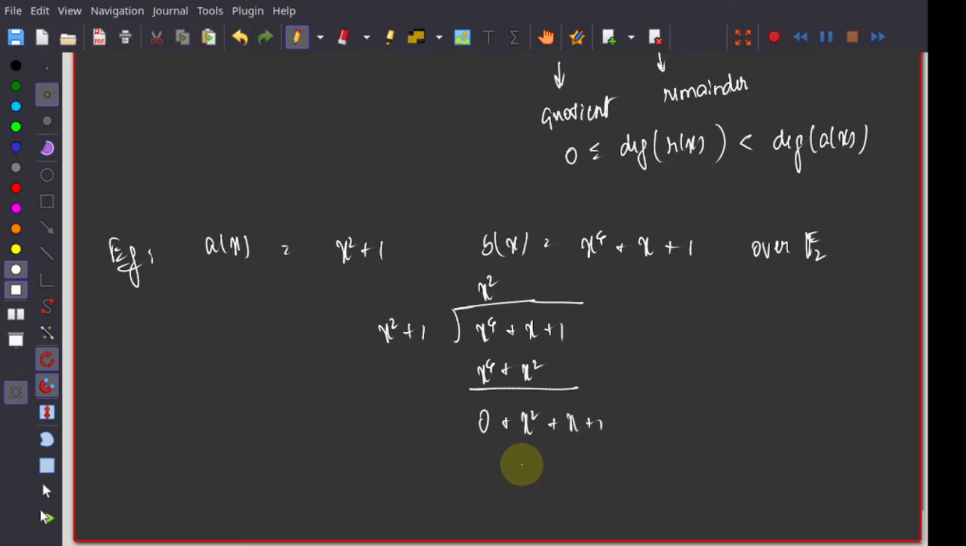plus x plus 1. Is the degree less than the degree of a of x? Not yet. So I can multiply by what? 1, to get x square plus x, 0 plus 0 plus 1. So the quotient is x square plus 1 and the remainder is 1.